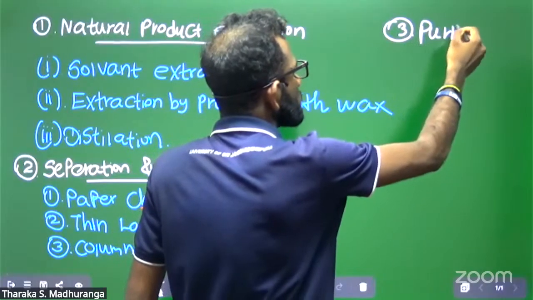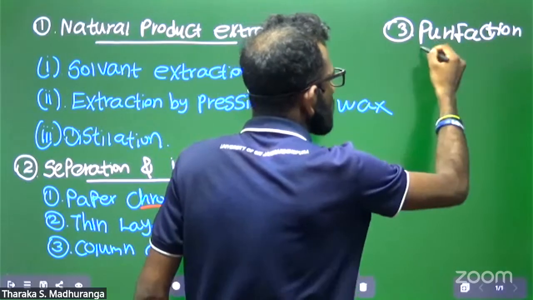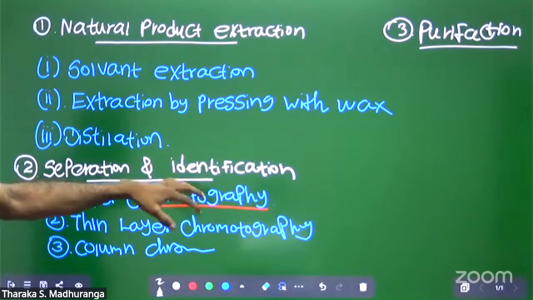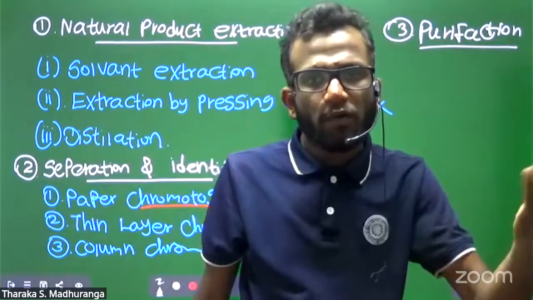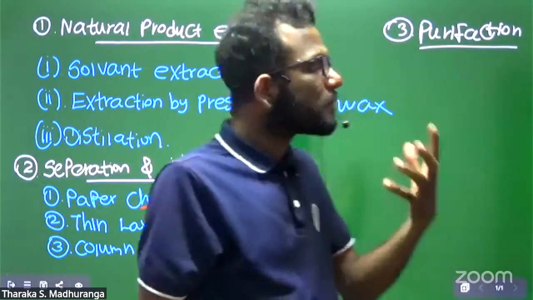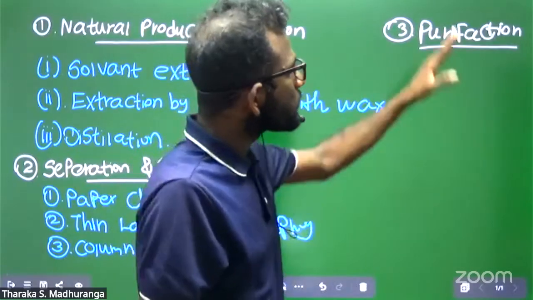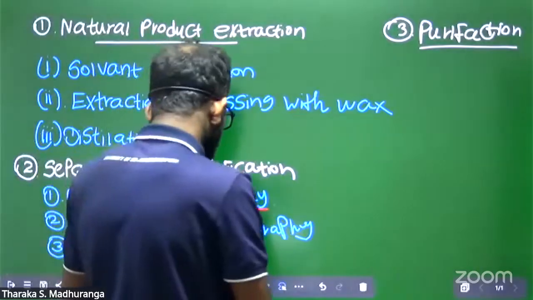The purification means the extracted secondary metabolites we identified in the second step. After identifying this compound, we purify it, which means cleaning by removing impurities through the purification process. In the purification, we have three methods.